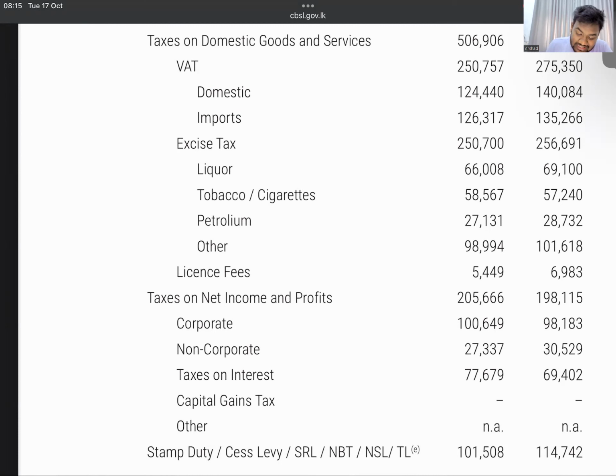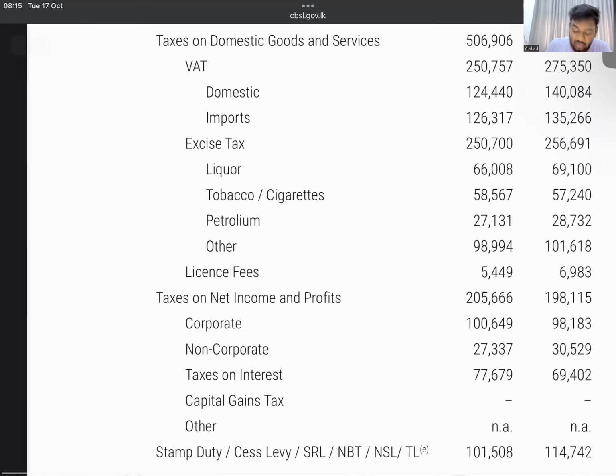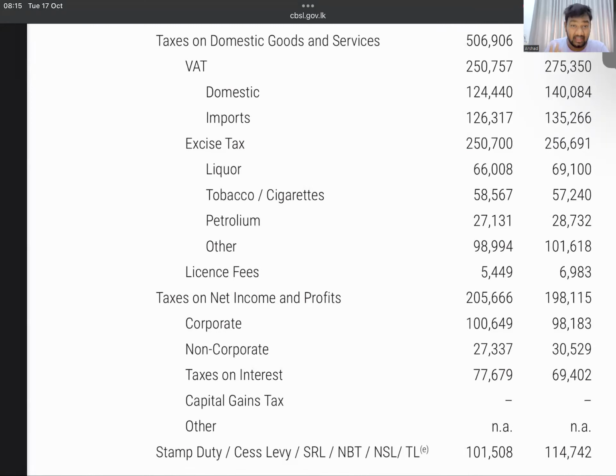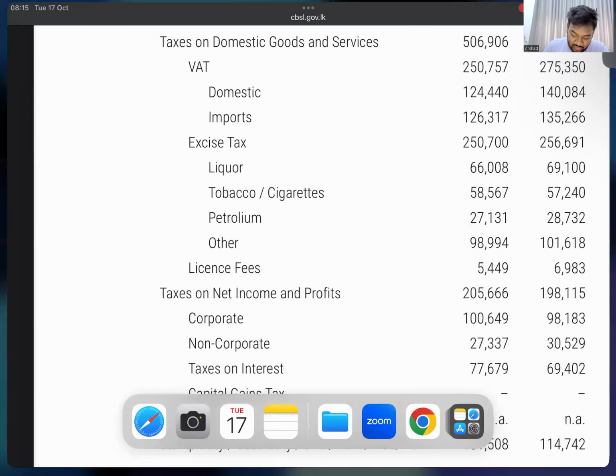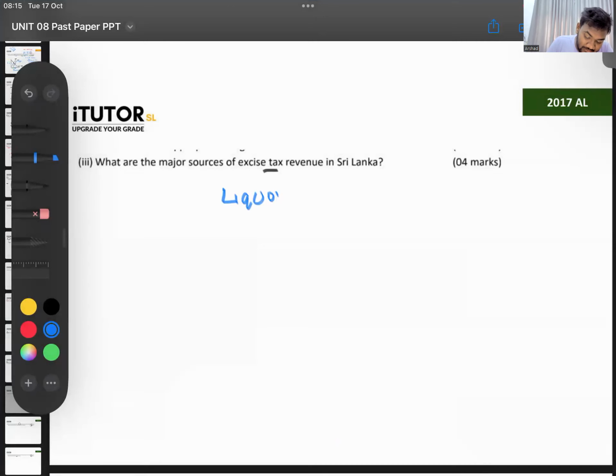Here, see, the biggest excise is number 1, liquor. Okay. Then you have tobacco or cigarettes and petroleum. So those have to be definitely there in your paper. If they ask the same question in 2022, you have to say liquor, tobacco, and petroleum. Those are the main. We'll highlight those. Liquor, tobacco or cigarettes, and then you should also have petrol. Those are the main. What else?